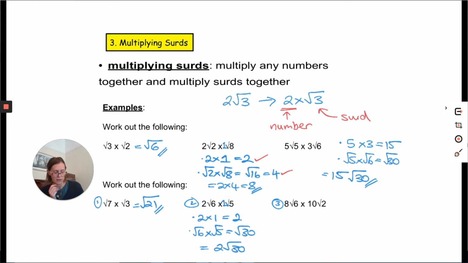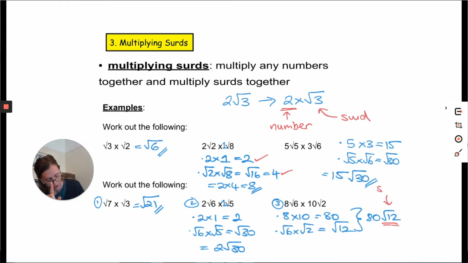Final question. Here you've got 8 times 10, which is 80. And then the surd times the surd is root 6 times root 2, which is root 12. So we might take from that the answer is 80 root 12. But, unlike the other ones we've been looking at, root 12 can be simplified. You can simplify this by taking out a square factor.